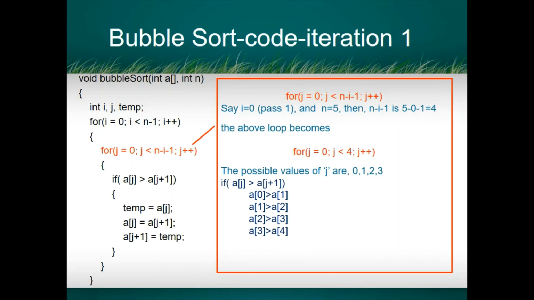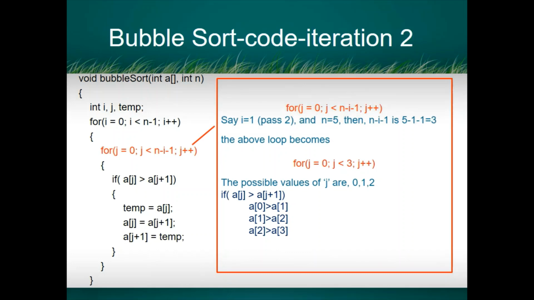So similarly, here also for j equal to 0, j less than 4 and j plus plus, all the possible values of j are 0, 1, 2 and 3. Then for example, in the first pass, what happens is i equal to 0 and n equal to 5. Then in the second pass, the above loop becomes j equal to 0, j less than 3, j plus plus.